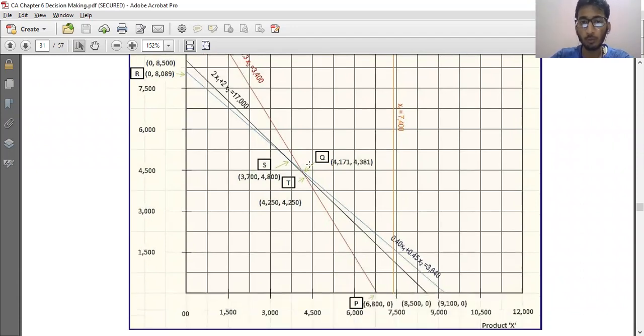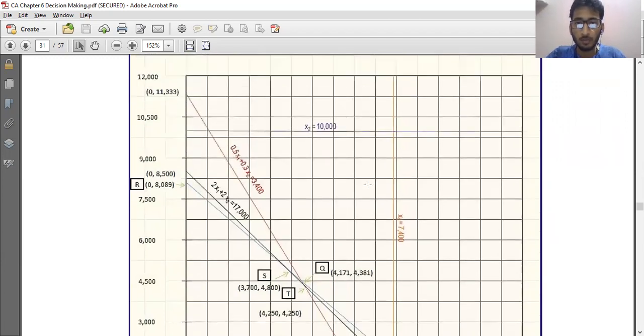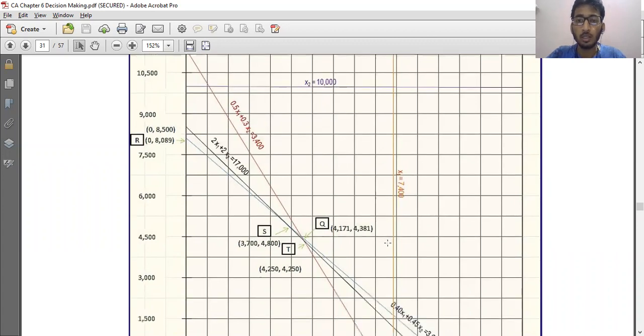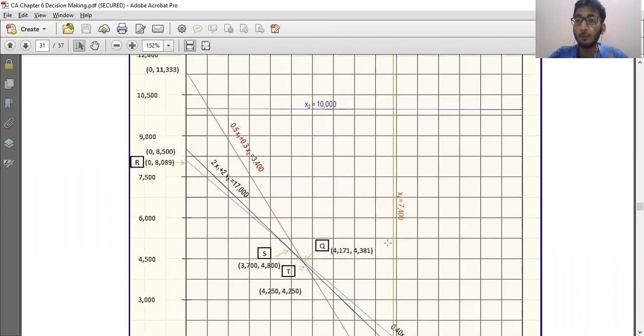Now, how would the solution be given? Basically, we are calculating it. Why are we drawing these two lines, the lines of x2 and x1? We are just saying that the values of A and B cannot be more than this. This is the maximum limit.